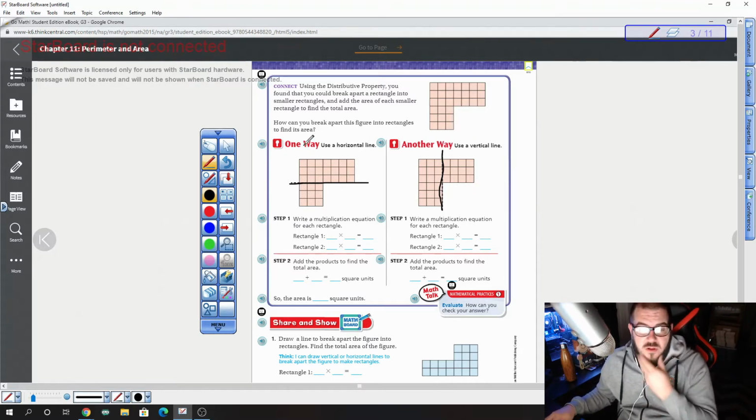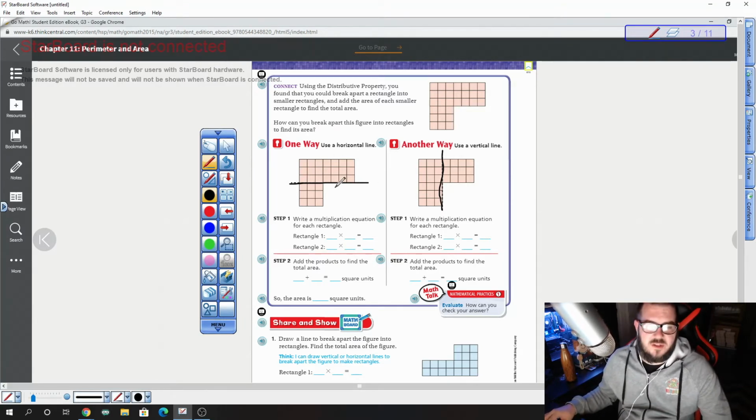Looking at shape number 1 here, they're both the same, but this one has our horizontal line going this way. I notice that this is 1, 2, 3. So this rectangle has 3 for its width, and 1, 2, 3, 4, 5, 6, 7 for its length. This shape down here has 3 at the bottom and 3 on the side. So rectangle 1 could be 3 times 7, and rectangle 2 could be 3 times 3. We multiply those: 3 times 7 is 21, and 3 times 3 is 9.